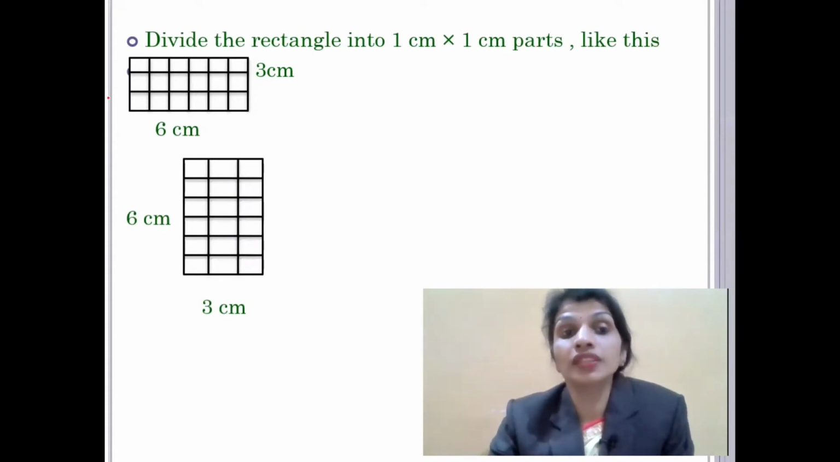If you count, you will see here 1, 2, 3, three boxes are there here. 1, 2, 3, 4, 5, and 6. Similarly, here also you count 1, 2, 3, 4, 5, 6, and here 1, 2, and 3.